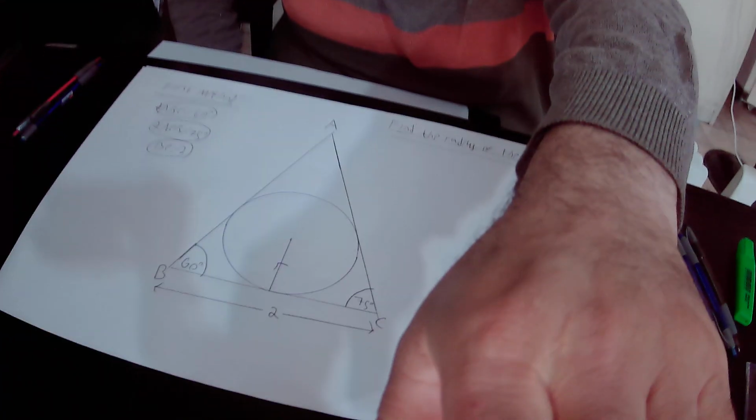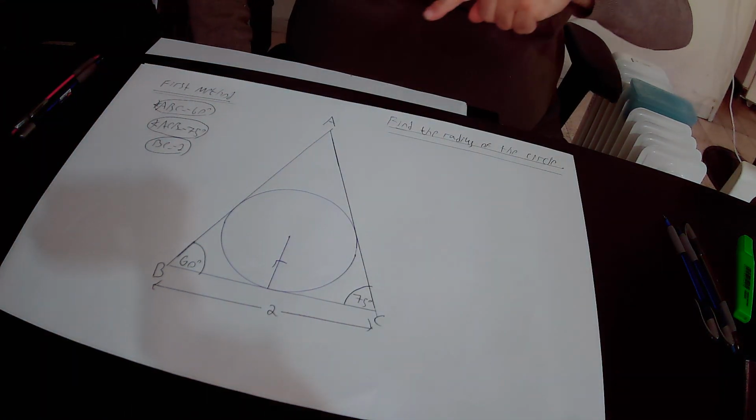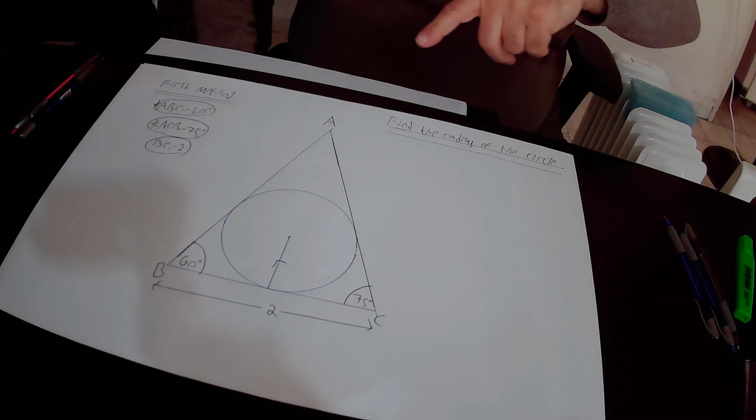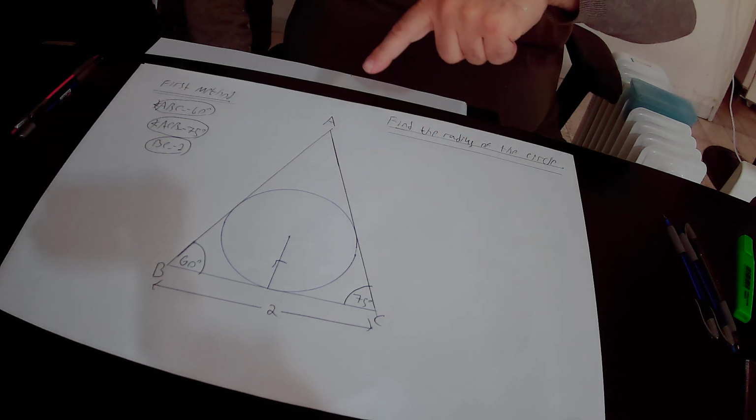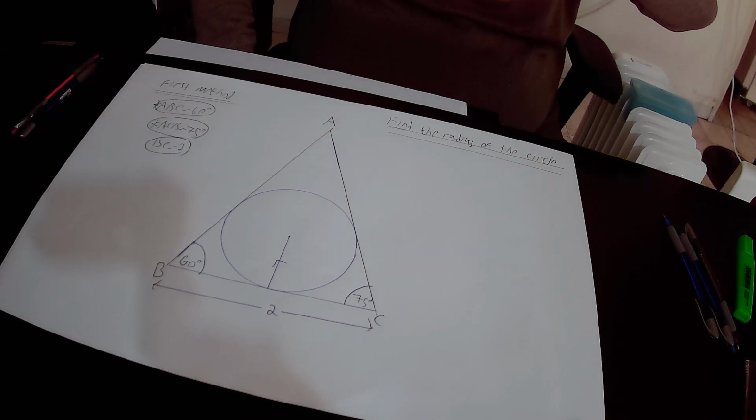Hello, in this lecture we'll find out the radius of a circle using two different methods. In the drawing we have triangle ABC that blocks the circle, or the circle is inscribed by triangle ABC.